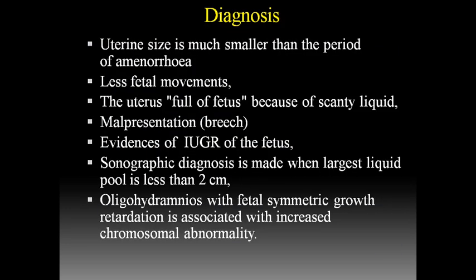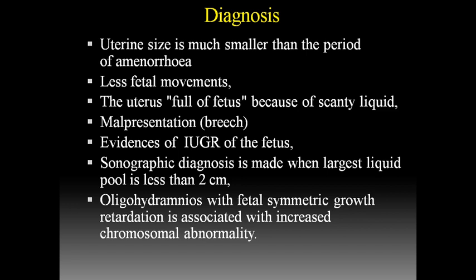Next, moving on to the diagnosis. Okay, in the diagnosis we have to gather the history: whatever symptoms I told you, like history of maternal age, history of drug usage, history of any previous congenital abnormalities of the fetus. And physical examination. In the physical examination we have to identify the uterine size. Usually the uterine size is much smaller than the period of amenorrhea, and less fetal movements will be there.